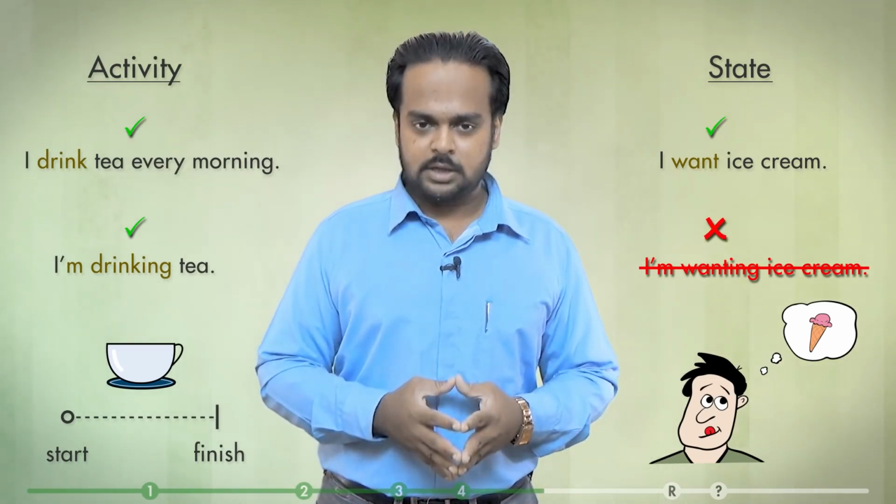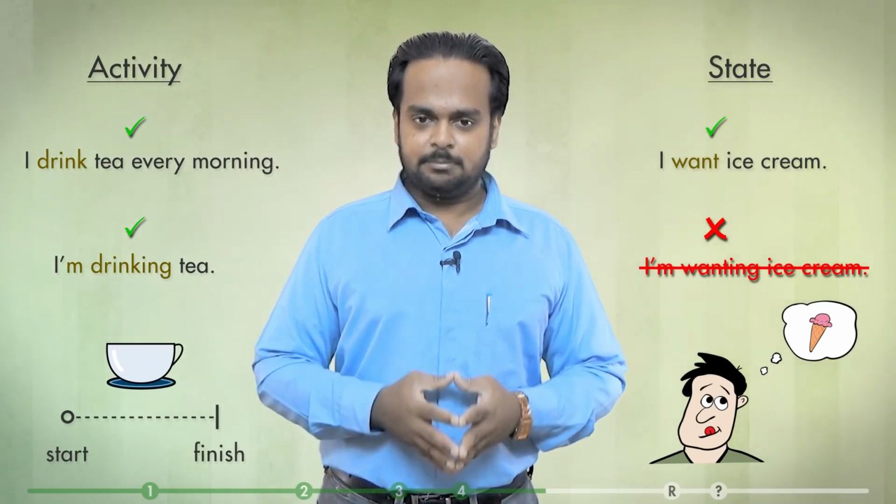But the verb want is not like that. You don't start and finish wanting. And you cannot do it continuously because it's not an action. So we say that it's a state. We don't normally use state verbs in ing forms. We use them in the present simple tense.